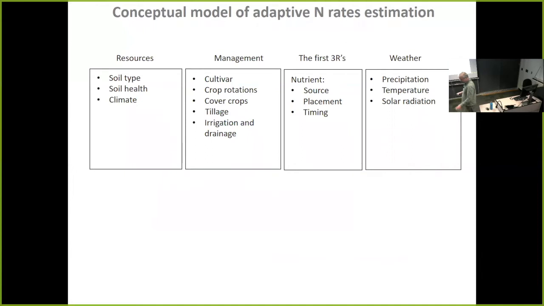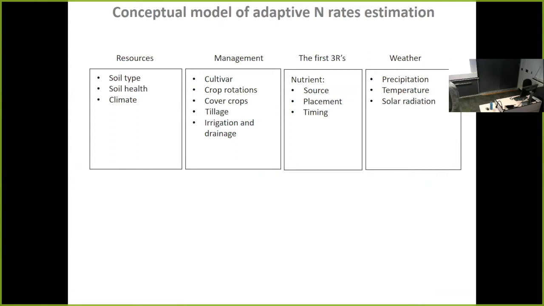And in the last few months, we've been developing this conceptual model of how a dynamic way to estimate nitrogen fertilizer rate should be. So in each field, the farmer has resources: the soil type, soil health, the condition of the field, the climate. There are factors which the farmer actually controls: the hybrid, use of cover crops, yes or no, what the tillage is. And when you need to make a decision about your N rate, you need to know the other 4 or 3 R's, the source, the placement, and the timing.